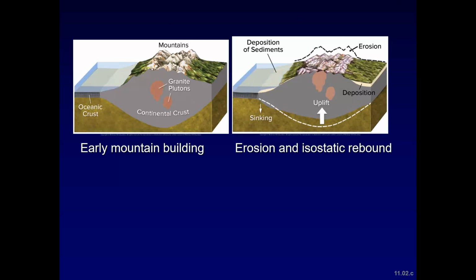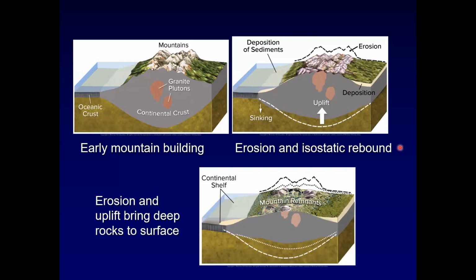And then there's something called isostatic rebound. So as material is eroded from a mountain, the crustal root drives the uplift, like so. We call that isostatic rebound. And then sediment from the mountain is deposited in nearby basins. It adds weight and it depresses the crust.